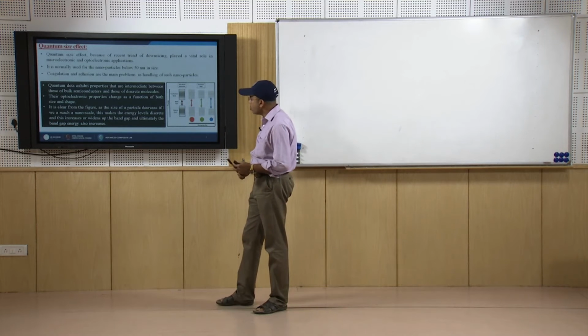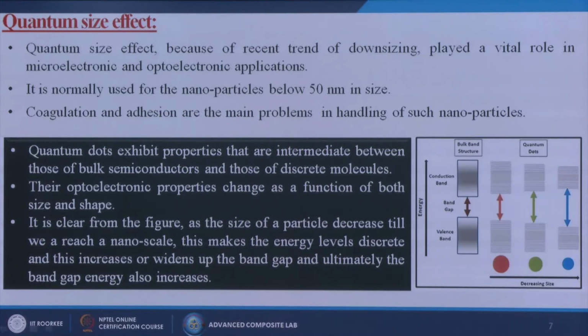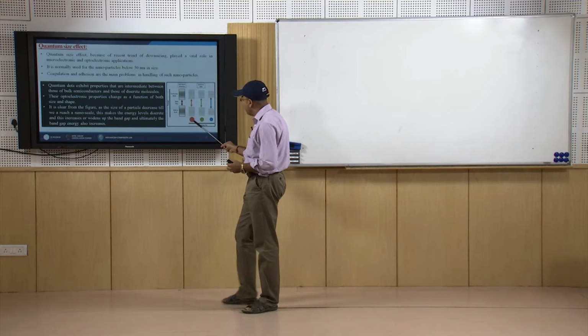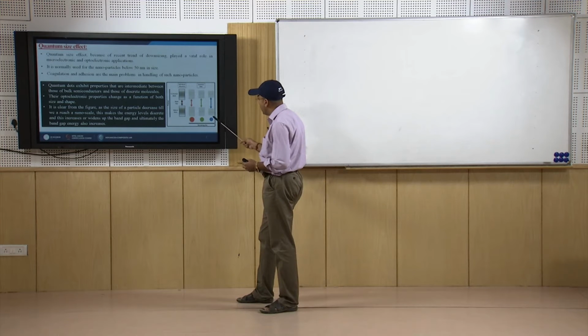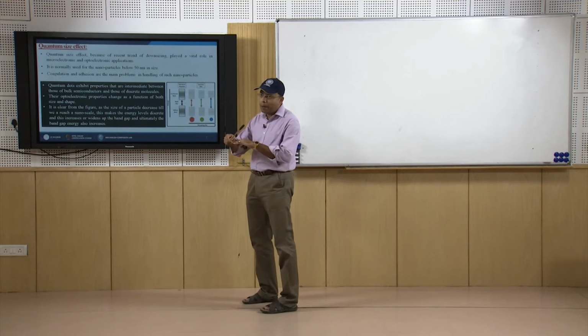Here we give one classical example: quantum dots exhibit properties that are intermediate between those of bulk semiconductors and those of discrete molecules. Their optoelectronic properties change as a function of both size and shape. It is clear from the figure that as the size of a particle decreases, you can see from this graph that the size of the quantum dot is decreasing. When the size is decreasing, automatically the band gap is increasing.